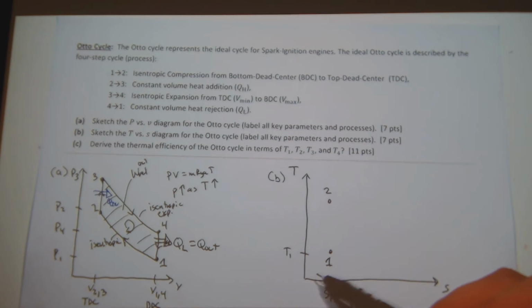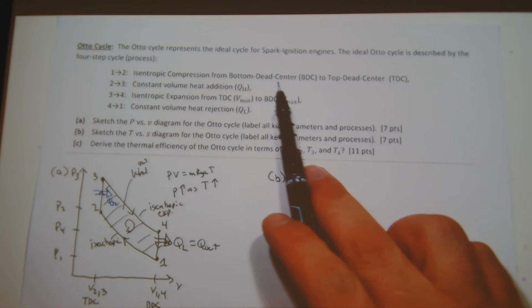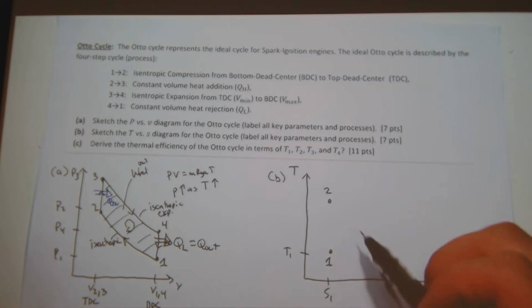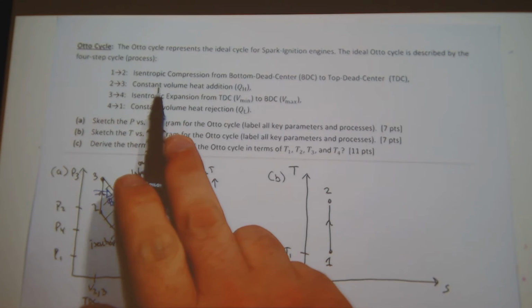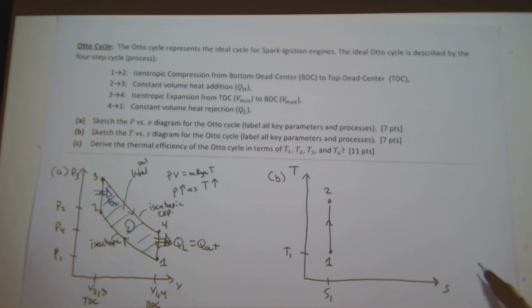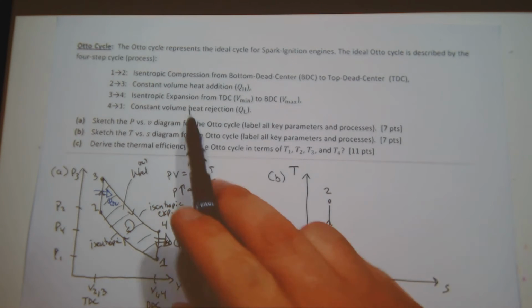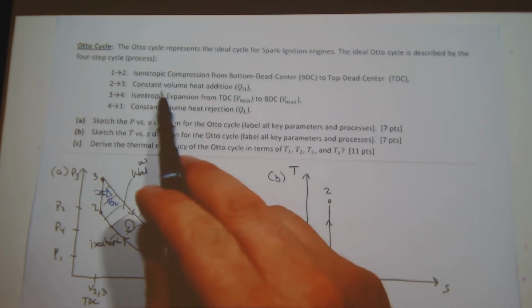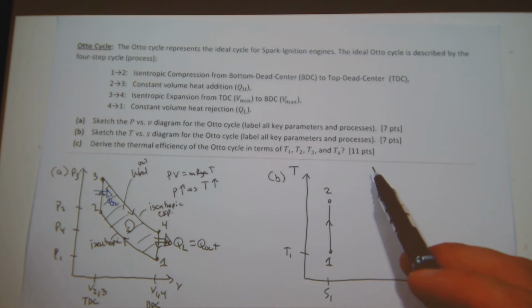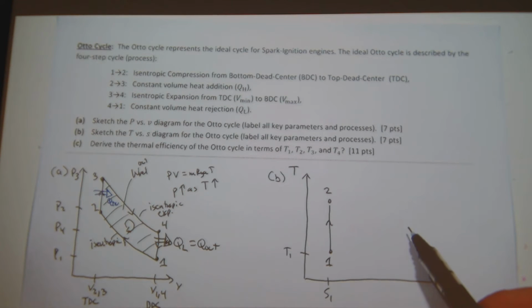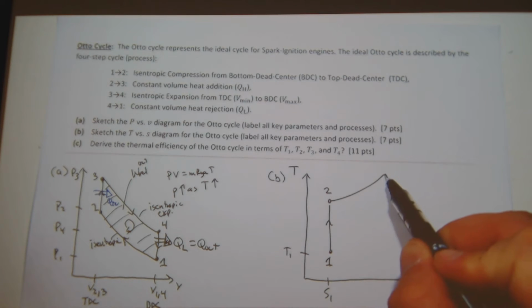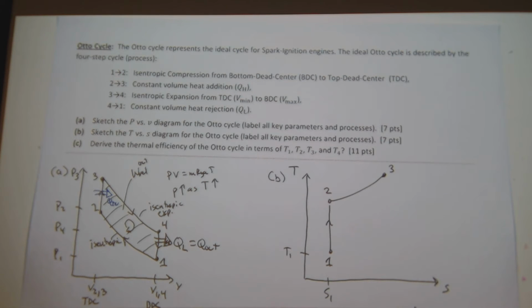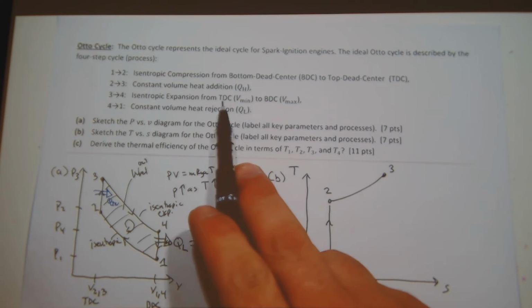So now let's do the TS diagram. I have isentropic compression from top dead center to bottom dead center. I go from 1 to 2. I have constant volume heat addition. So now I could write out the TdS relationship again. Constant volume heat addition. What should happen to the temperature? I'm adding heat. Isentropic expansion.